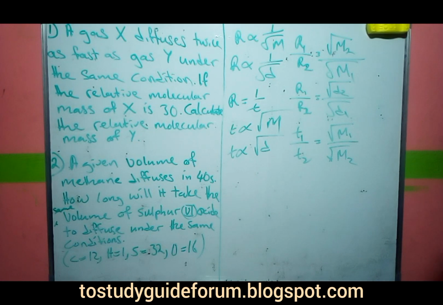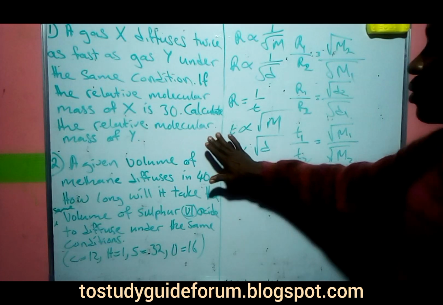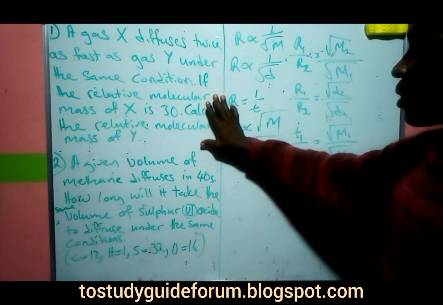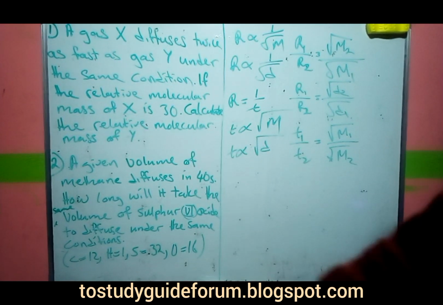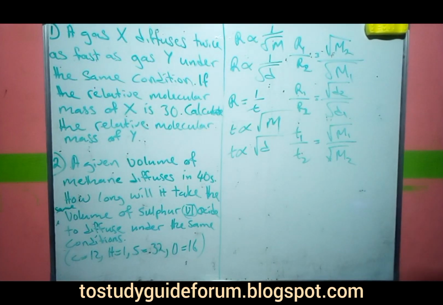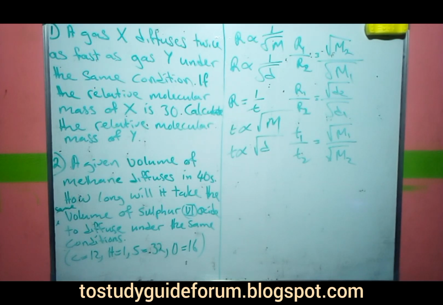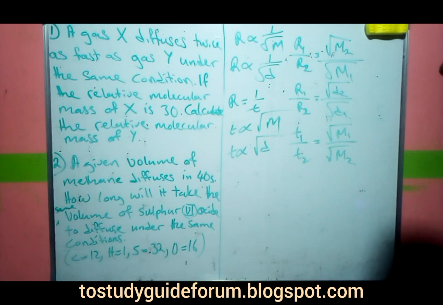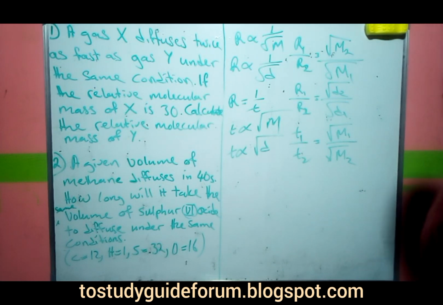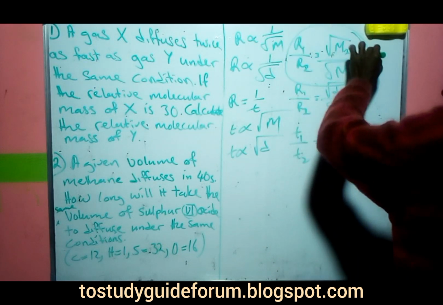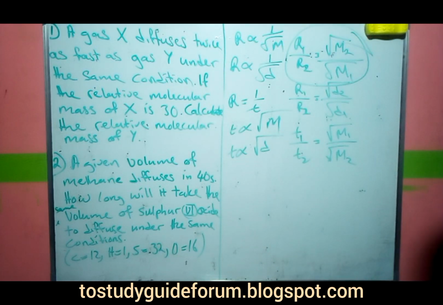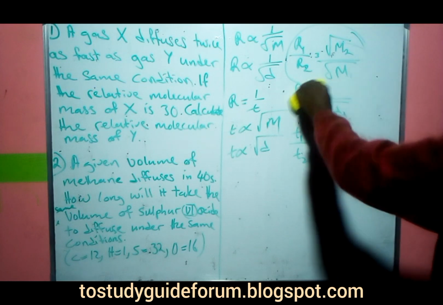So in the question we have here, we have two questions that have to do with this. The first one has to do with finding the relative molecular mass, while the second one has to do with the time. The question says that a gas X diffuses twice as fast as a gas Y under the same condition. If the relative molecular mass of X is 30, calculate the relative molecular mass of Y. So based on that, the relation that we're going to use is this.